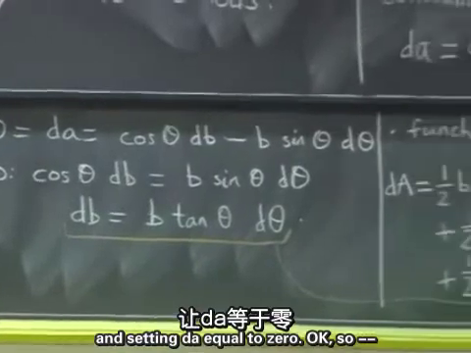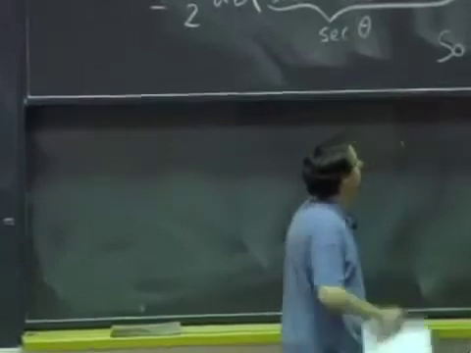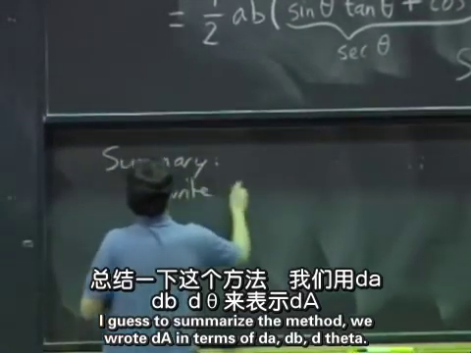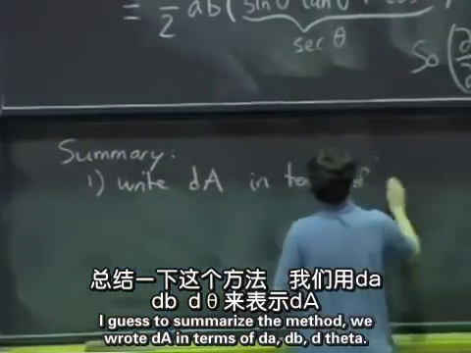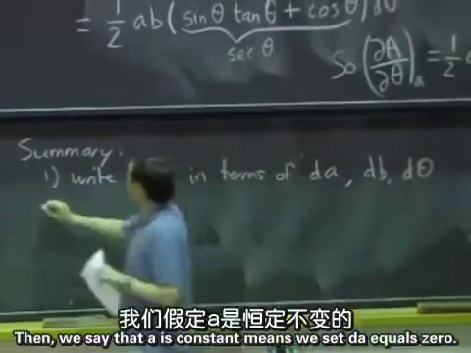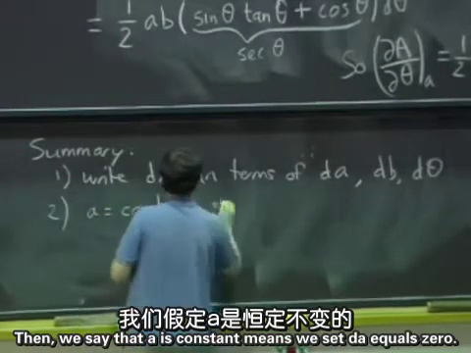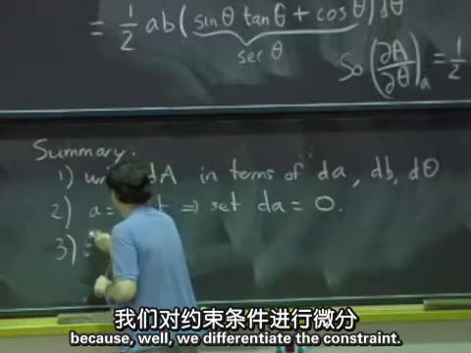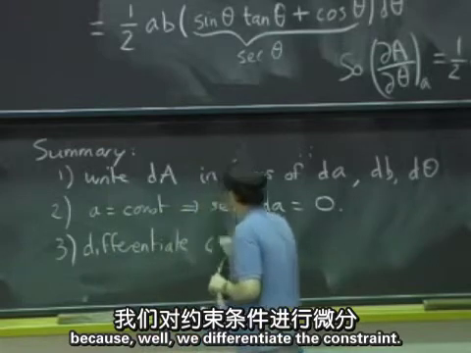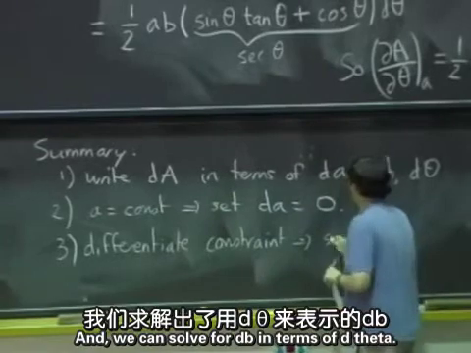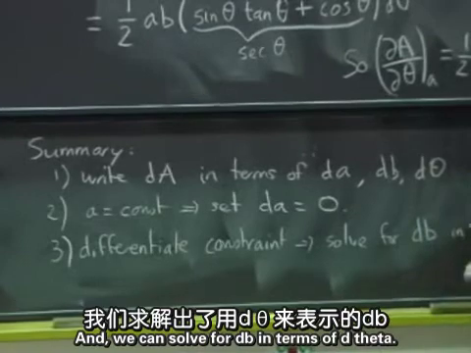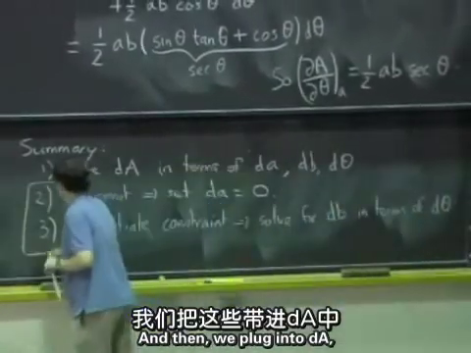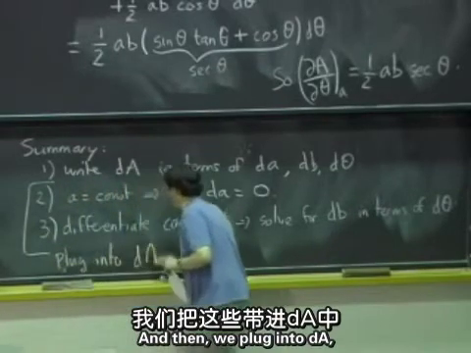Okay, so I guess to summarize the method, we wrote dA in terms of da, db, d theta. Then we say that a is constant, which means we set da equals 0. And the third thing is that we differentiate the constraint, and we can solve for db in terms of d theta. And then we plug into dA, and we get the answer.